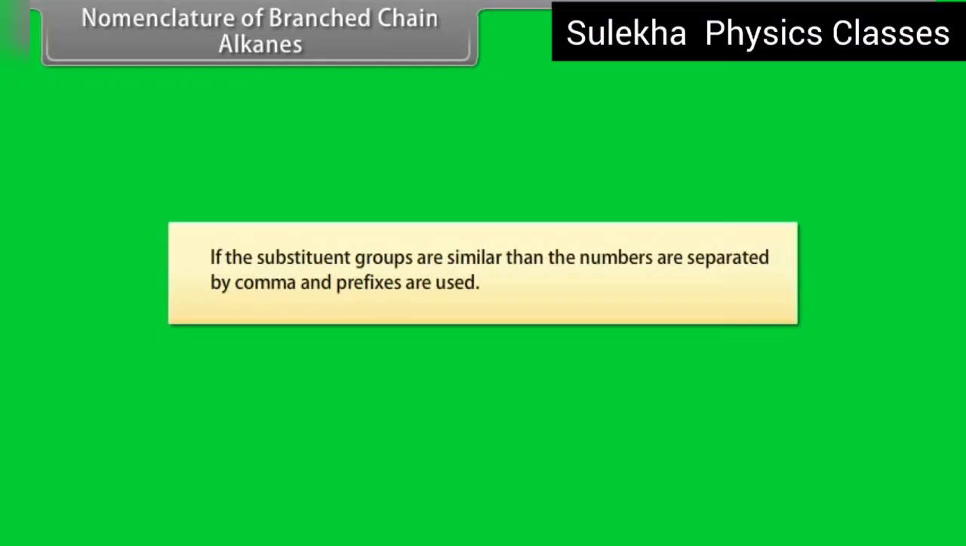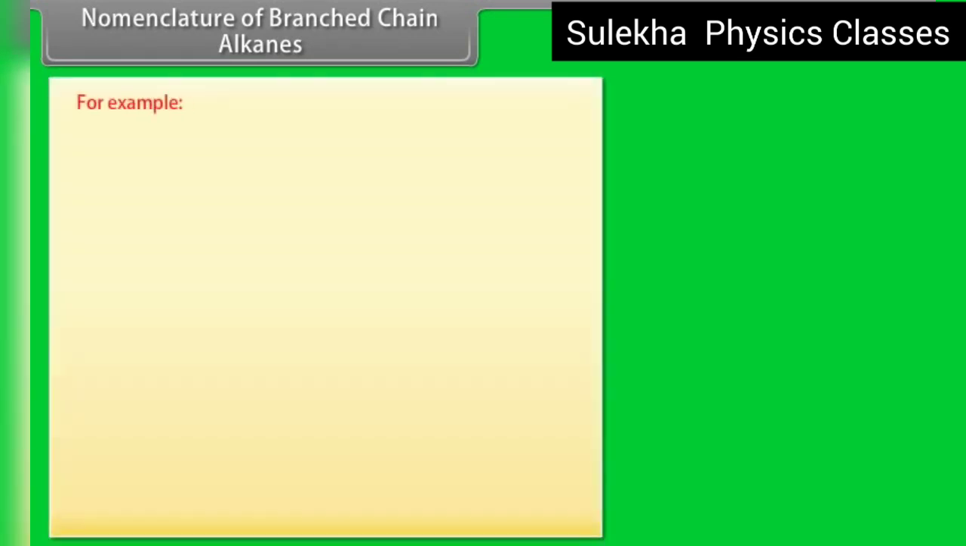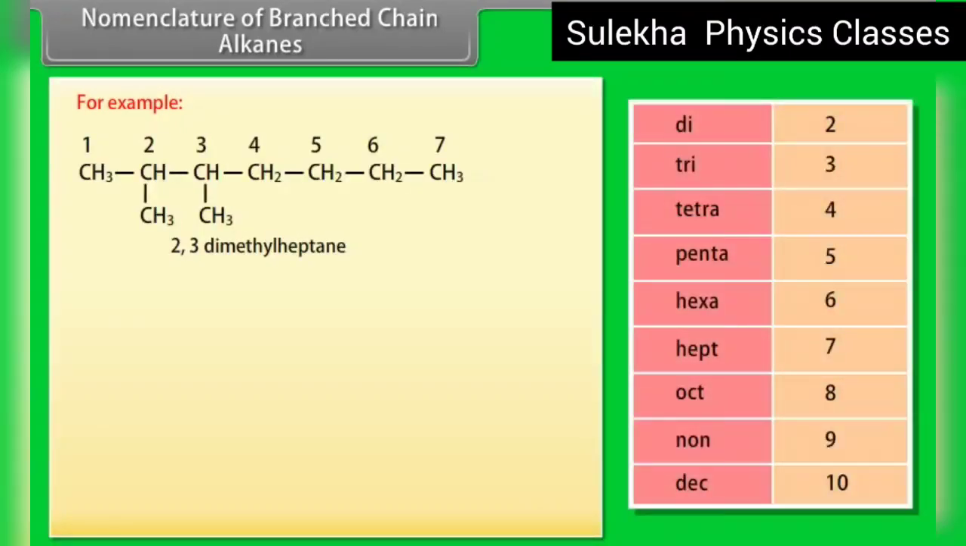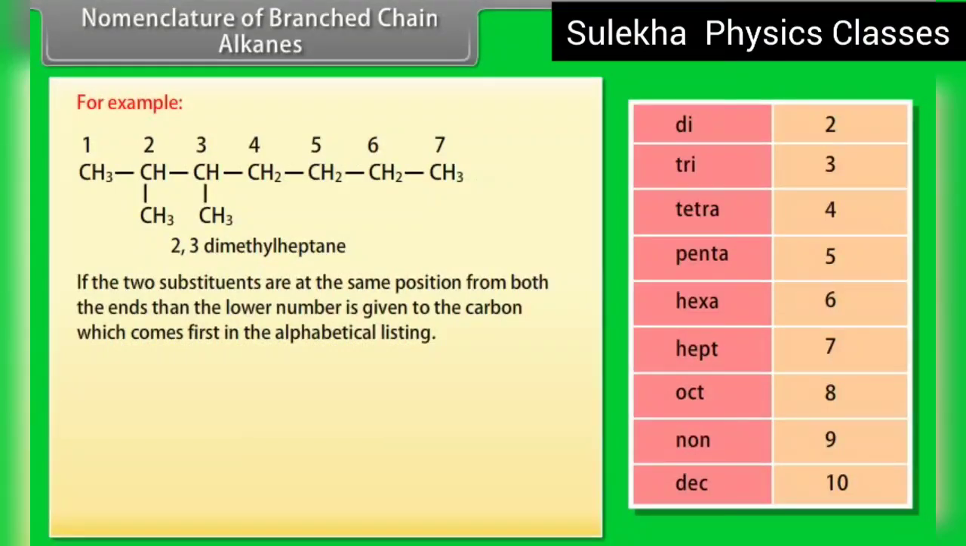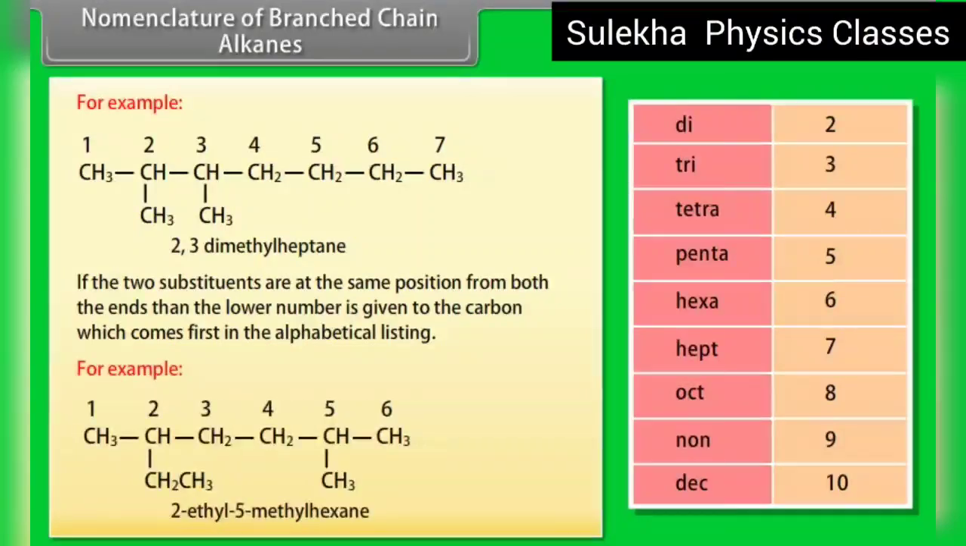Nomenclature of branched-chain alkanes. If the substituent groups are similar, then the numbers are separated by commas and prefixes are used, such as given below. If the two substituents are at the same position from both the ends, then the lower number is given to the carbon which comes first in the alphabetical listing. For example, 2-ethyl 5-methyl hexane.